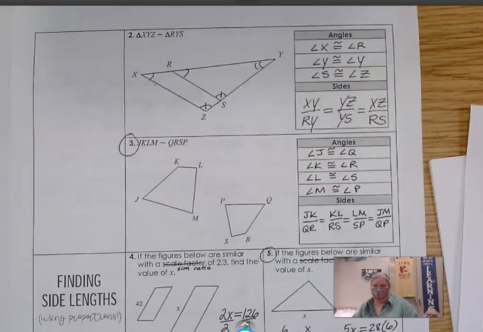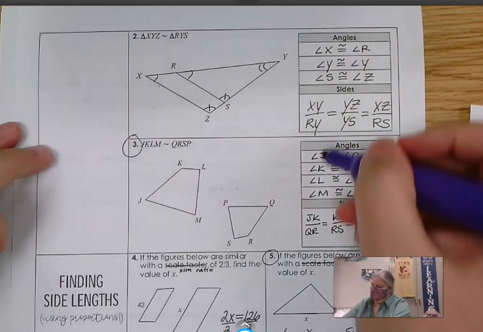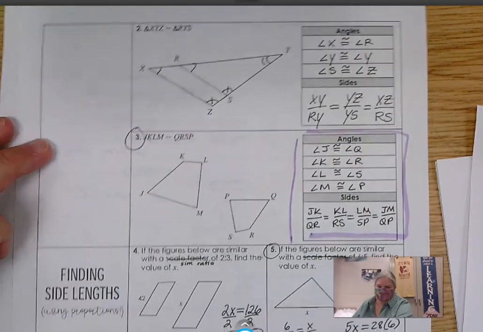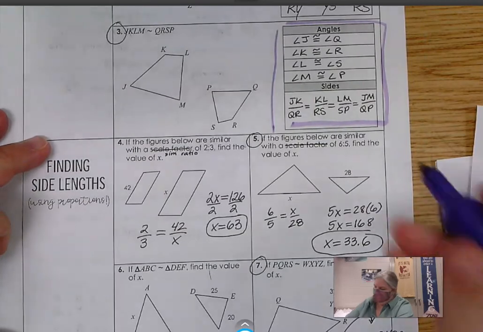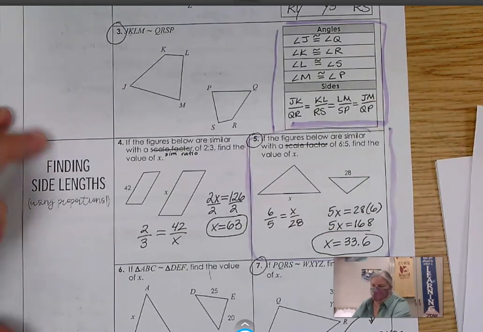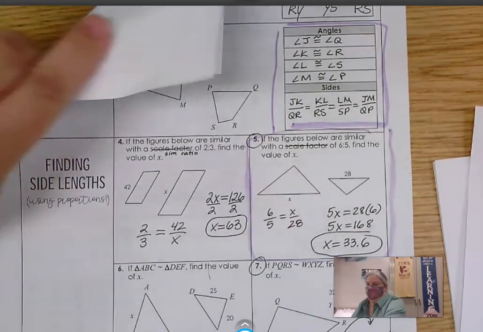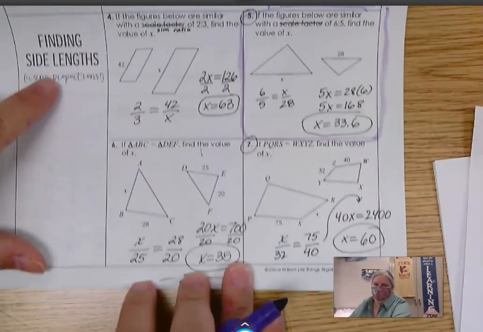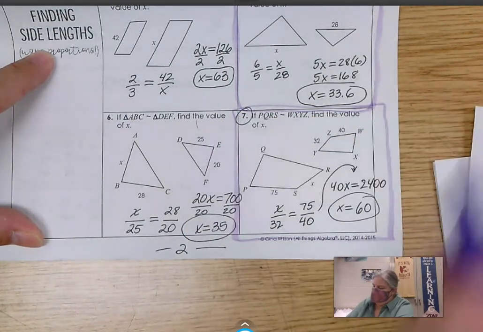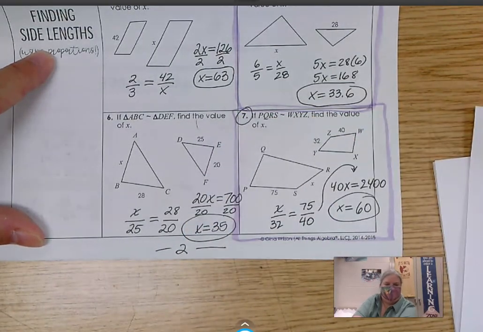All right, here's what you should have gotten. For number 3, everything in here. Number 5, this shows the work and the answer. And number 7, there's your work and your answer. Doesn't show quite as much of the work.